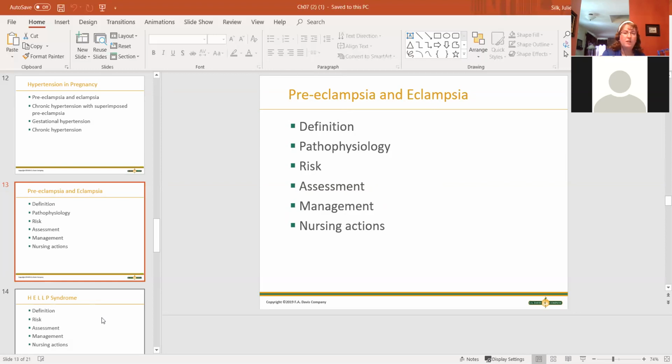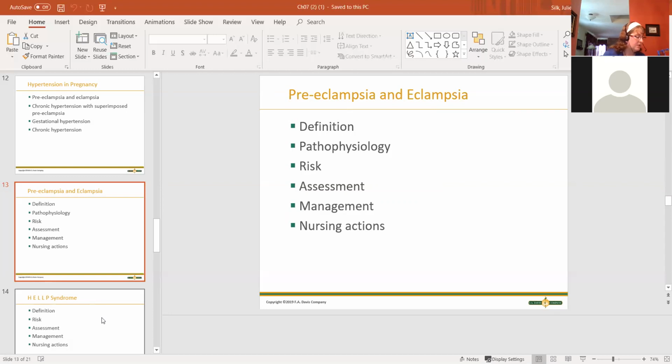All right, so if a woman gets this, some of the risks that you'd be worried about if she had this: she would be at risk for stroke or hemorrhage, pulmonary edema, congestive heart failure, abruptio placenta. And it also says in here that women with a history of preeclampsia have a 1.5 to 2 times higher risk of heart disease later in life.